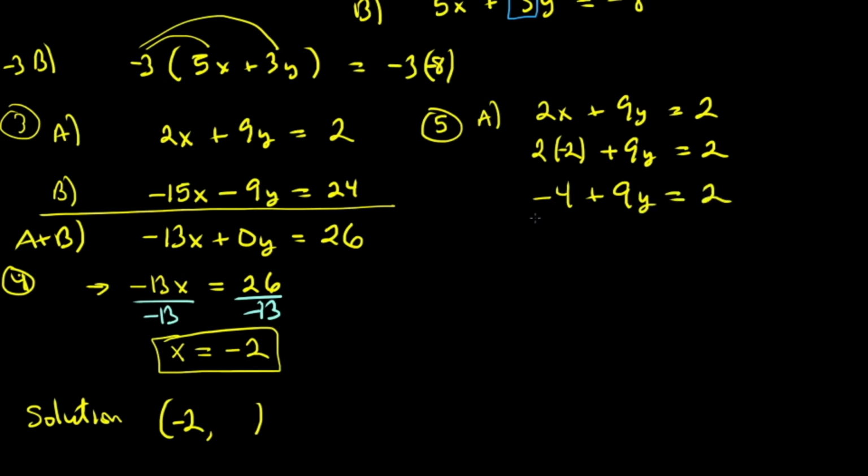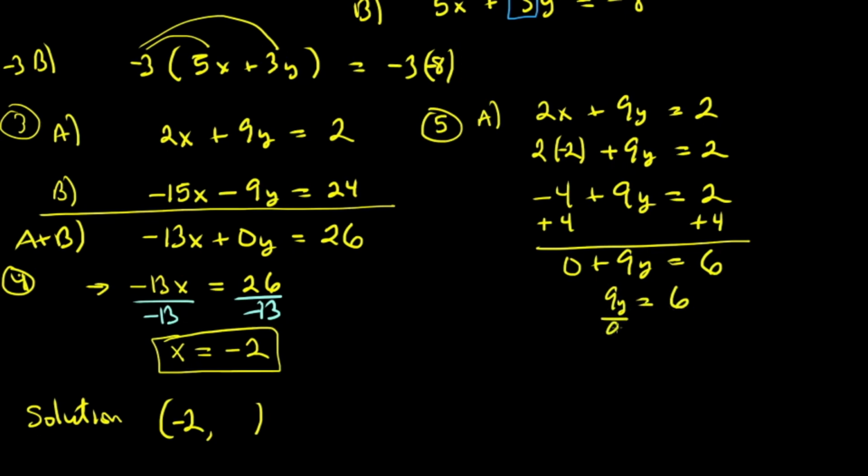So to solve for y, we want to add the 4 to both sides. So let's add 4 to both sides. And we get negative 4 plus 4 is 0, plus 9y is equal to 2 plus 4, which is 6. Right? And if 9 times y equals 6, now we divide both sides by 9, and we get that y is 6 over 9.